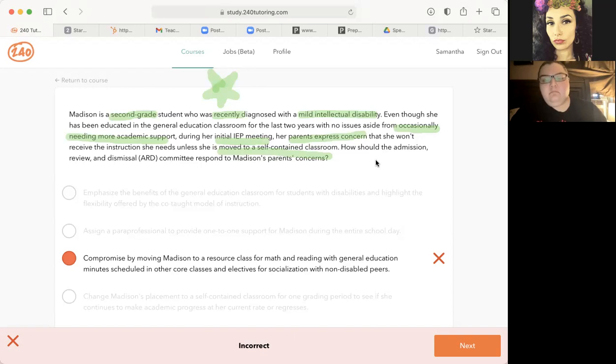So based on that, let's think about the goal of the question. And that's what you should do with every question: ask yourself, what is the goal for the special education teacher in this scenario? Okay, so the goal for the ARD committee is, how do you respond to Madison's parents' concern that she's not receiving the instruction she needs?